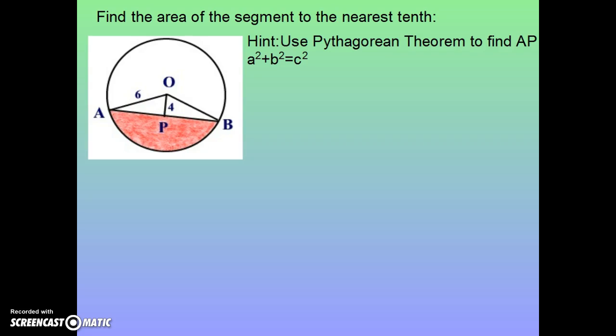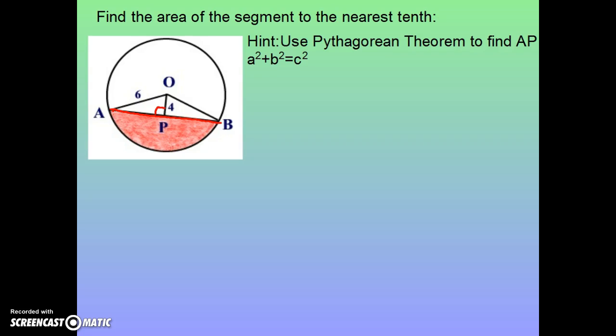Looking at our first example, I am given a triangle with one side length of 6 and the height of 4. However, in order to find the area of that triangle, I need to know the length of the base of AB. I can use the Pythagorean theorem since I know that the height creates a right angle with that base. I can use the Pythagorean theorem to find the length of the segment AP.